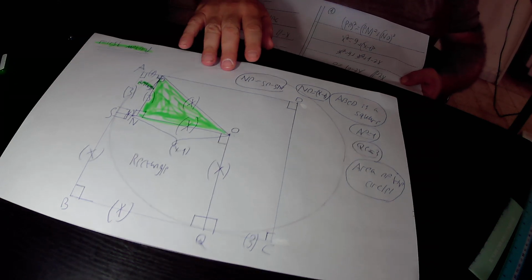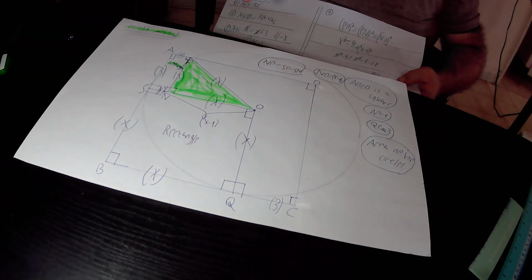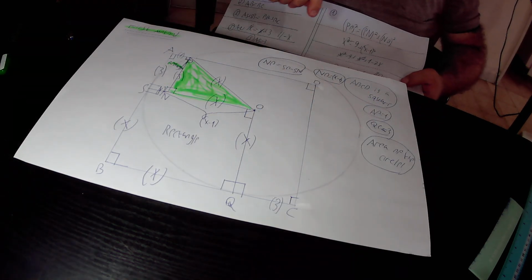We finish with the first method. In the next step, I present to you how to find the area of this circle according to the second method.